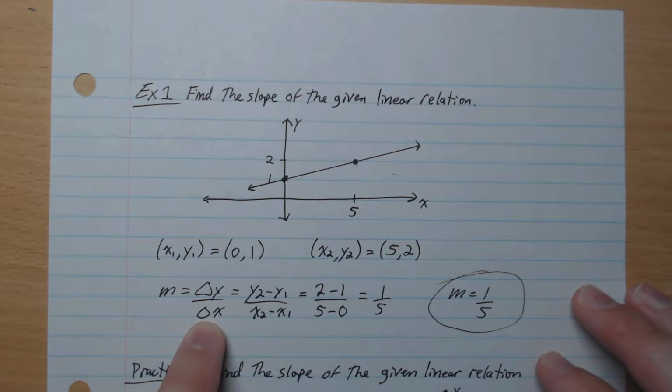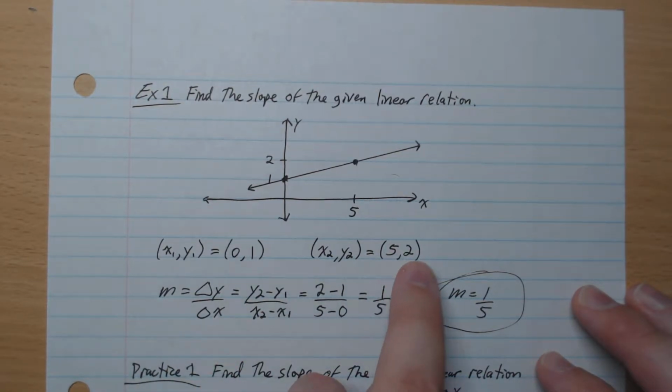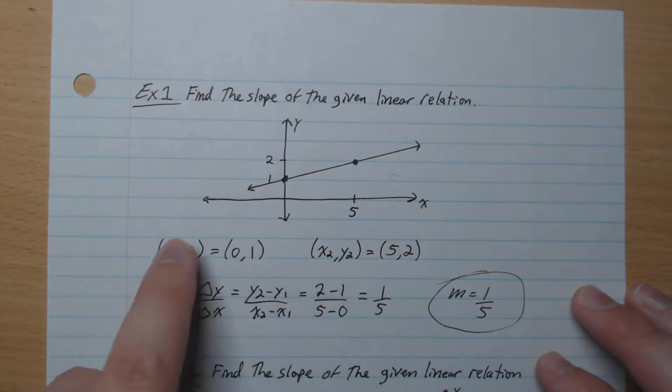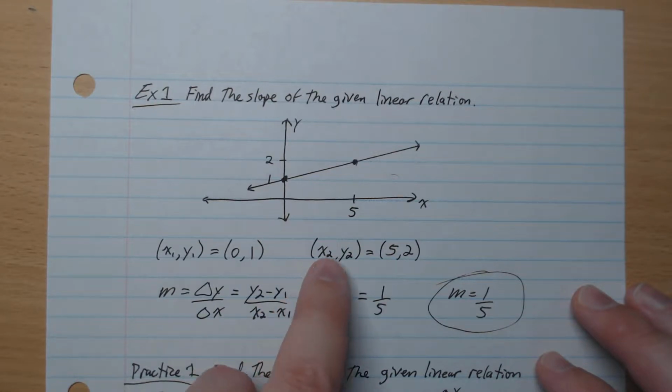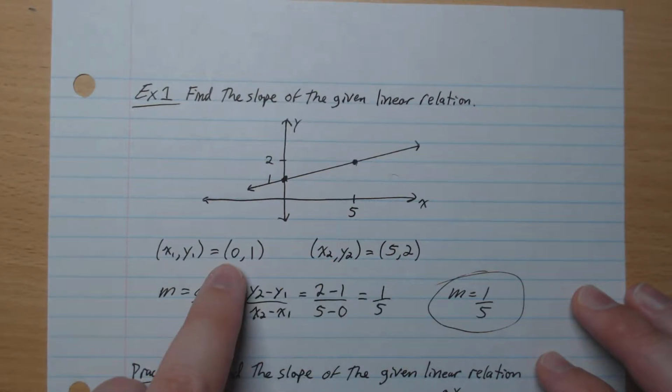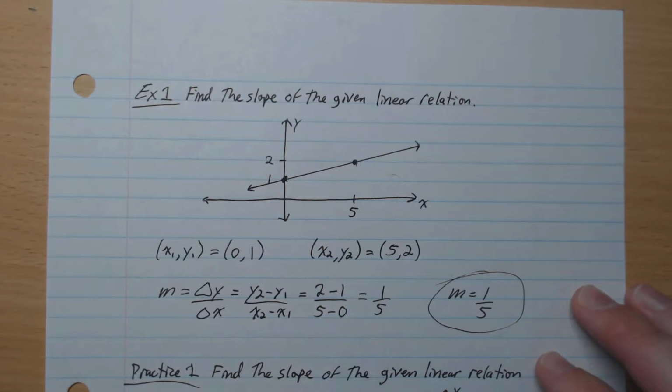So our delta y over delta x, we're going to go y2 minus y1. y2 is 2, y1 is 1, so 2 minus 1. x2 minus x1, x2 is 5, x1 is 0, so 5 minus 0. And so that slope m is 1 over 5 as our slope.